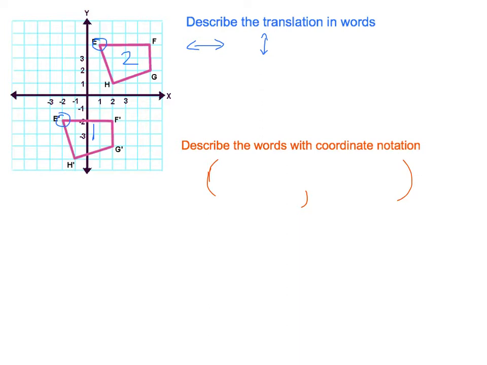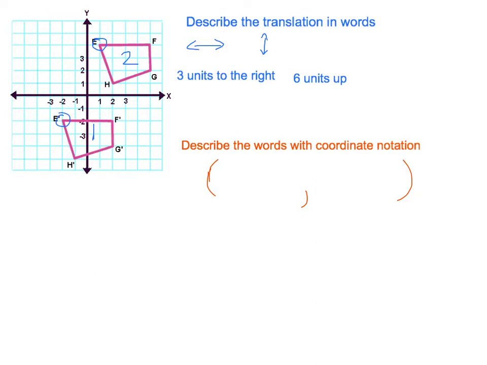So let's go ahead and we can say 3 units to the right. And then what's going to come next? Well, the change up vertically. So let's see. It was here, now it's there. So it went up 1, 2, 3, 4, 5, 6. So 6 units up, or up 6 units, I suppose I should say, but either way. Okay, so that's in words.